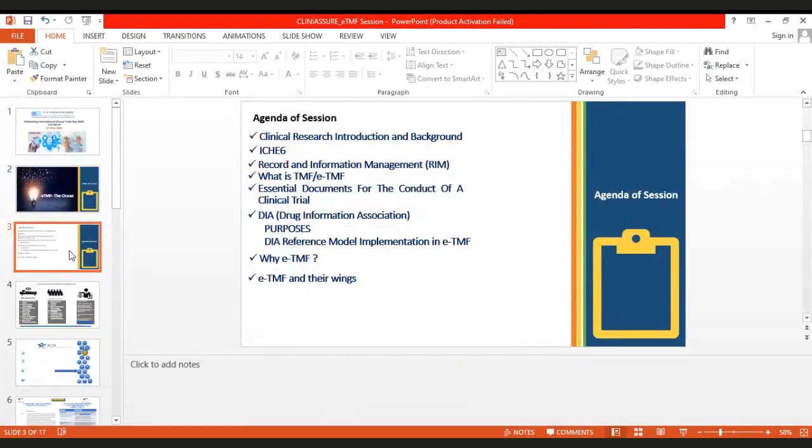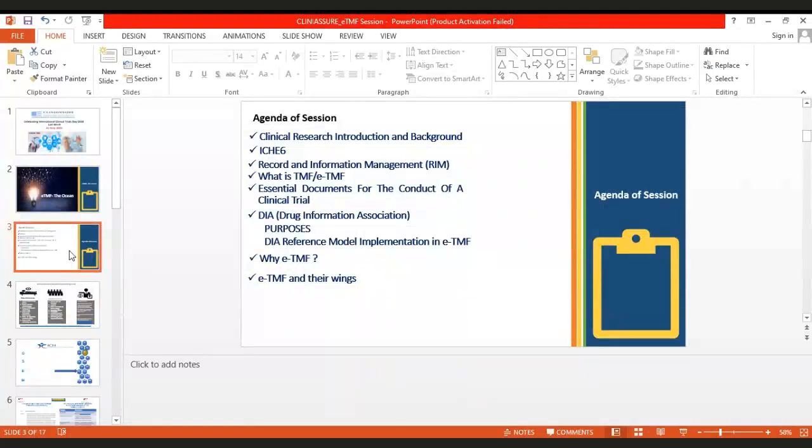Wings like whatever software the industry is using in terms of eTMF. Different organizations are using different eTMF software or databases by which we convert paper documents into electronic format, and everything is going to be digitalized. So what are all the wings and what are all the databases available in the market, comparatively, and we'll see which organization is using which database. Okay, so this is today's agenda.